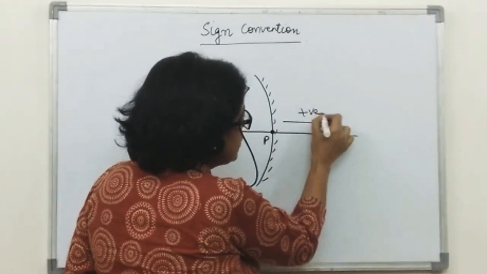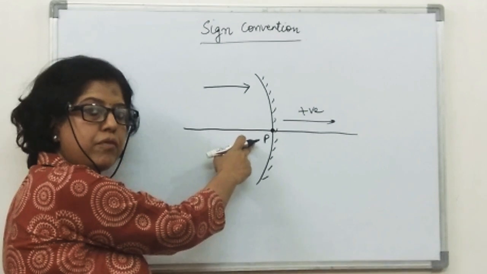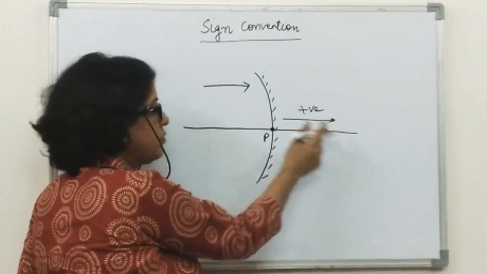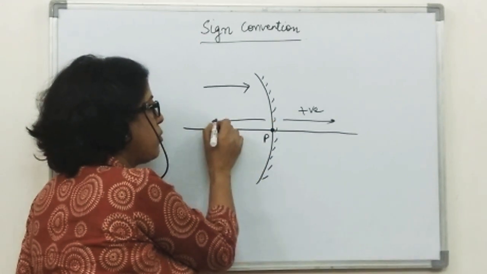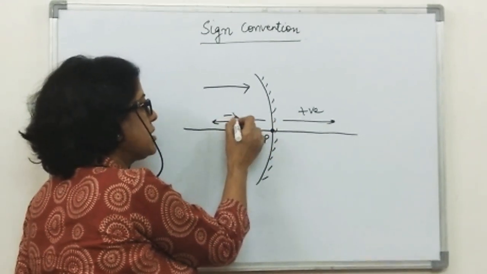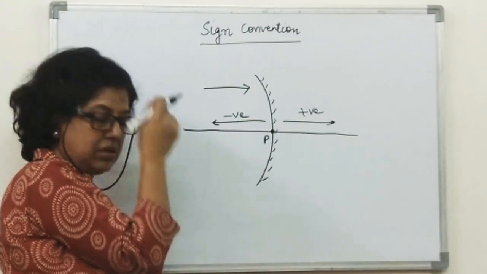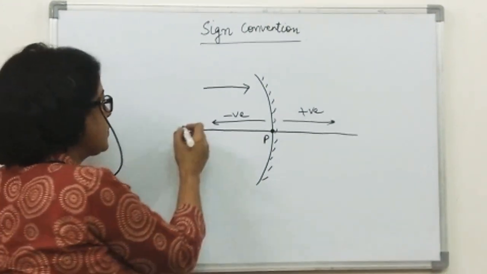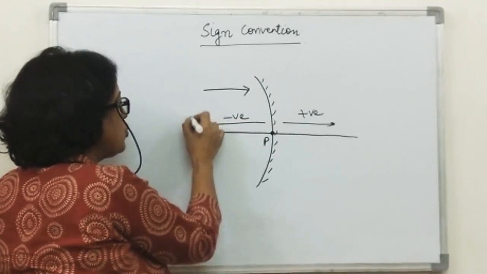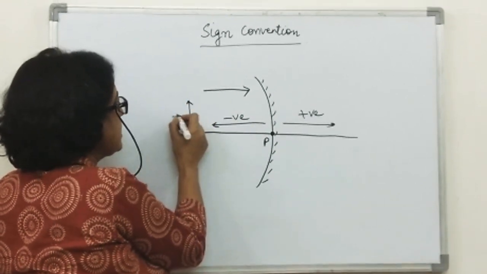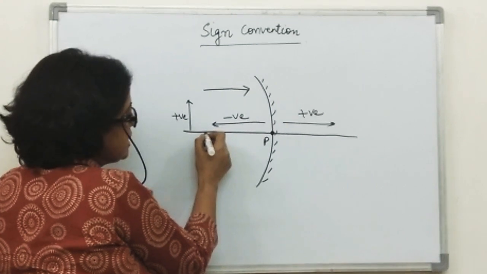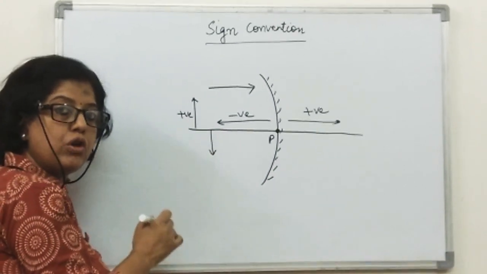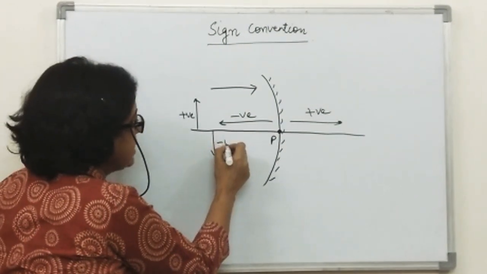All the distances have to be measured from the pole, and all distances which are measured from left to right are taken as positive. All distances which are measured from right to left are taken as negative. This is the third sign convention. Next, all distances which are measured perpendicular to and above the principal axis are taken as positive. All distances which are measured perpendicular to and below the principal axis are taken as negative.